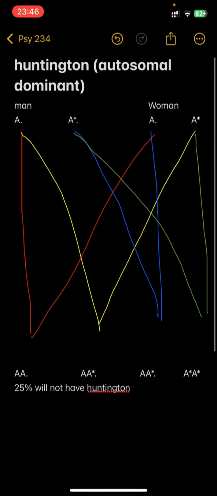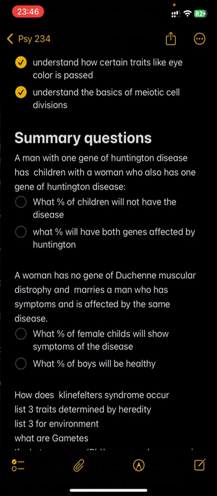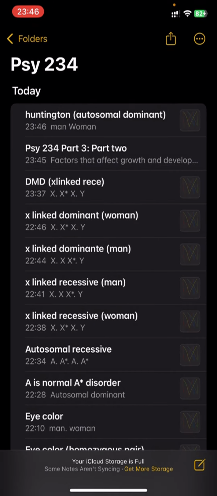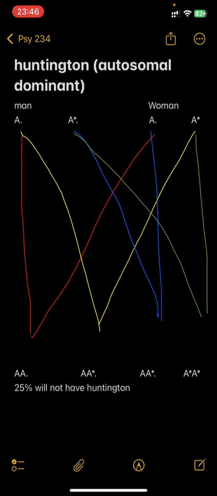Now, because it's an autosomal dominant disorder, Huntington, you just need one for the disease to turn up or to show, maybe later in life, but it will always show. Now, the second question is, what percent will have both genes affected by Huntington? That question is basically saying what percent of the children will definitely pass it on to their own offspring. So now we can look at it.